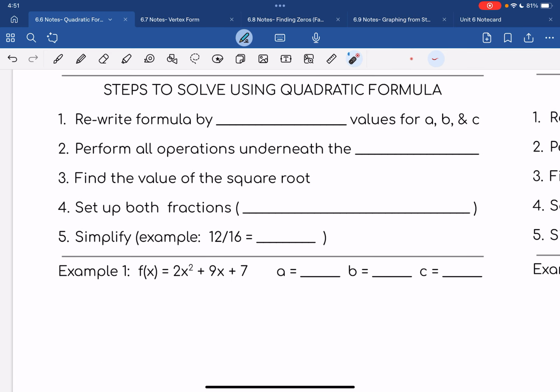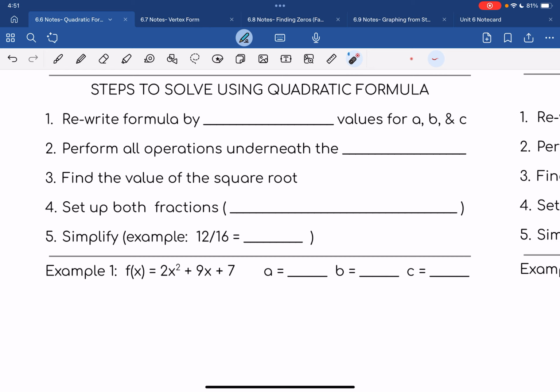All right, here are steps using the quadratic formula. First step is just to plug things in. So we are going to rewrite our entire formula by substituting in our values for A, B, and C. So we are going to go do that on our first problem.